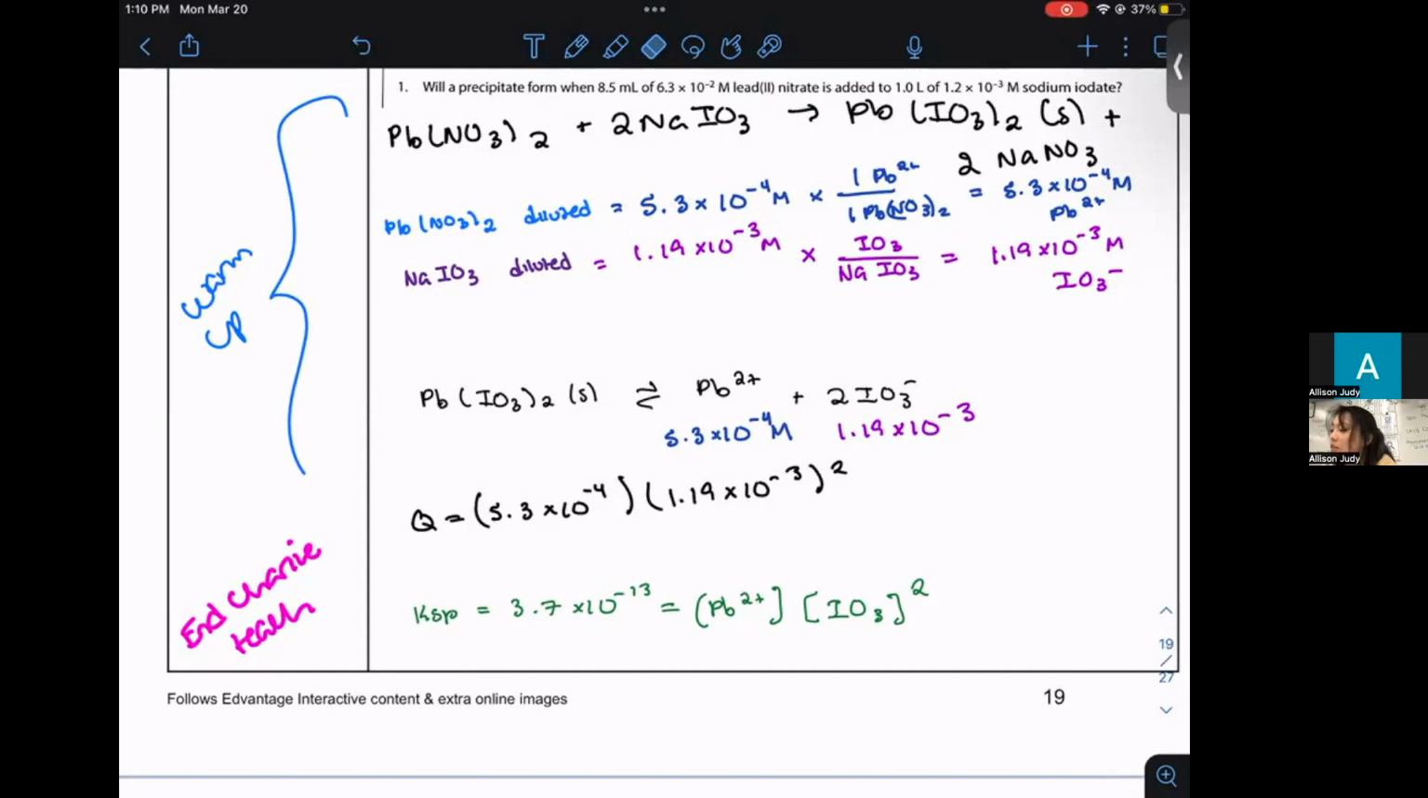There's a reason. You're like, why is she thinking about this? There's a reason I'm thinking about this, because there are other problems where you don't have to change it. But here, I think you are correct. So if you multiplied 1.19 times 10 to the negative 3 by 2, what do you get for your value? And then you square that, whatever that value is.